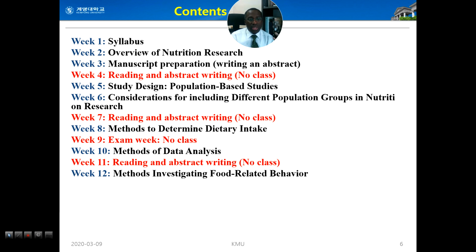All right. So when we talk about the method here in determining dietary intake, we are also associated with methods of investigating food-related behavior. So when I'm looking at it, it's possible that we go through this chapter before we go through the method of data analysis, just to finish that part related to food, the same way we did with the population studies. Then we go with the food. So it's possible that I change the order of the chapters that we're going to cover.